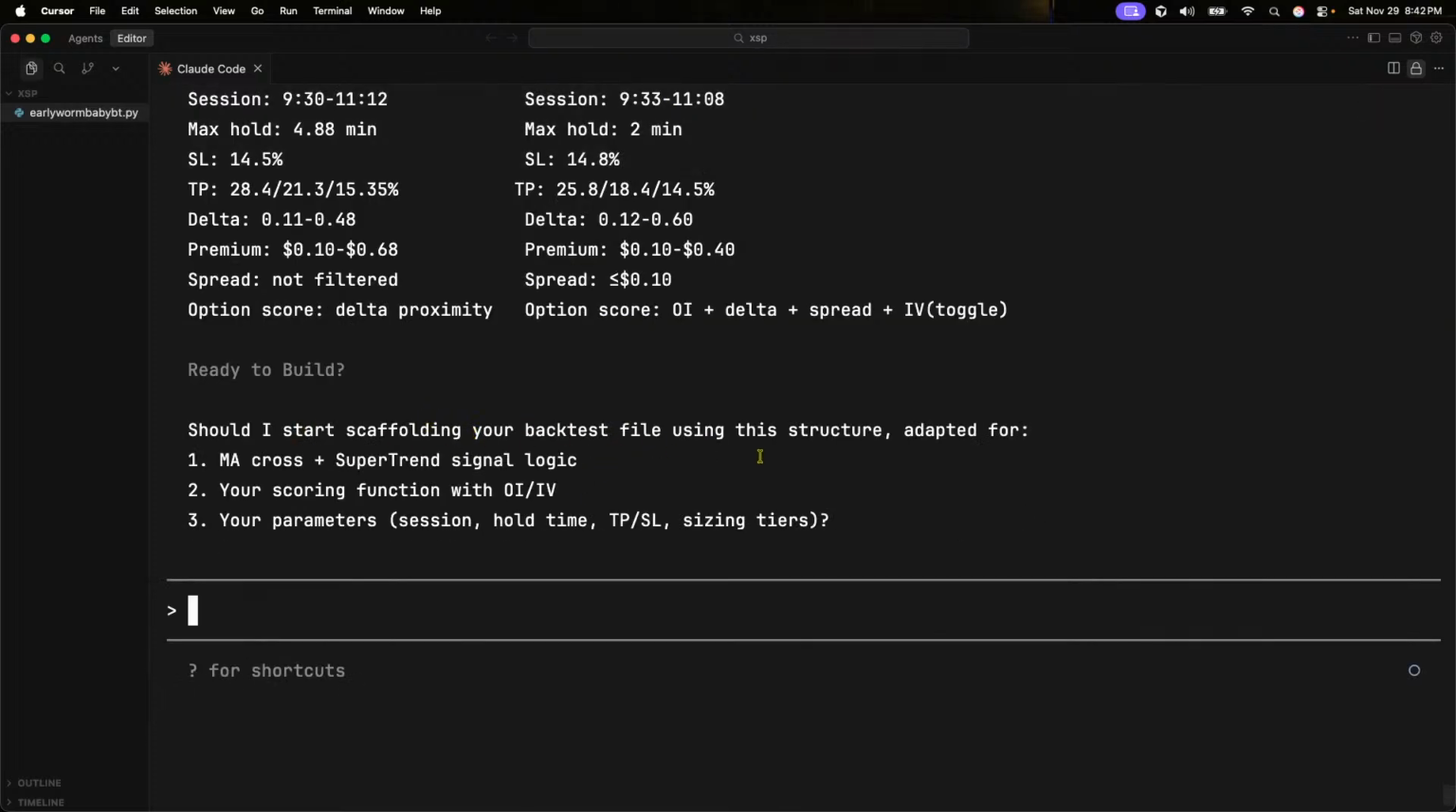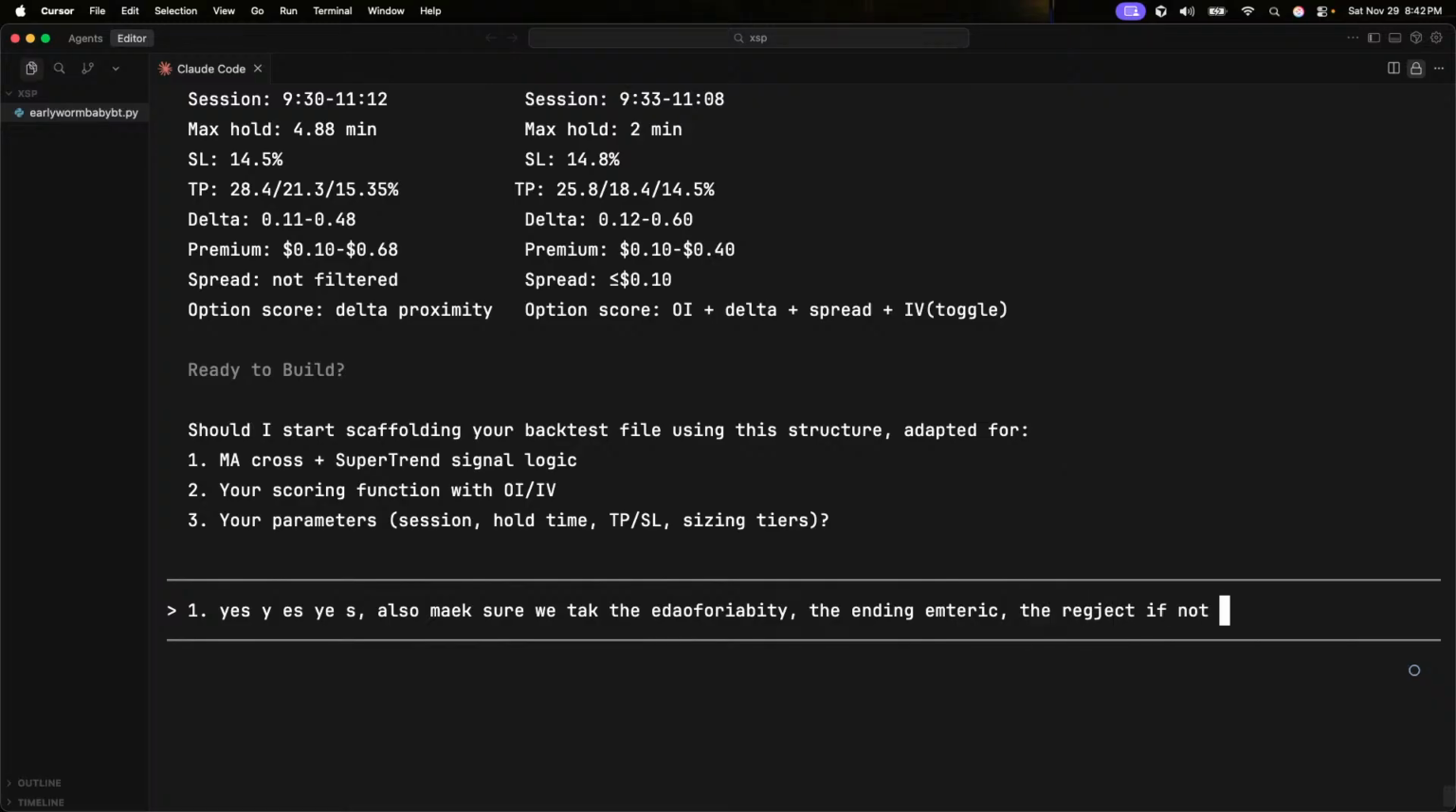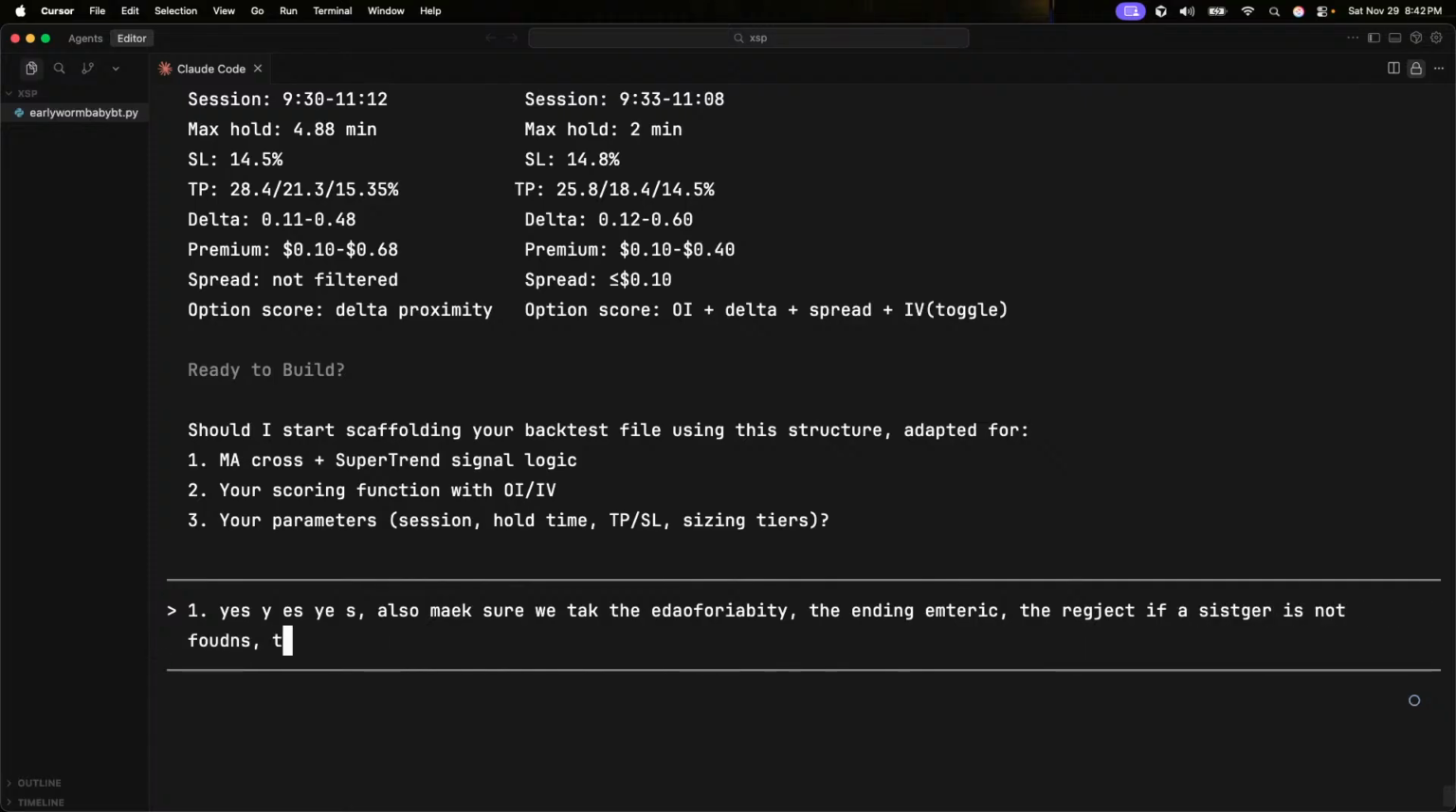Should I start scaffolding the backtest? Yes, yes, yes. Also, make sure we take the affordability check, the ending metrics, the rejection if a signal is not found, the detailed logging for when we are in a position, and the CSV outputs with the params. Let's proceed to build this out.